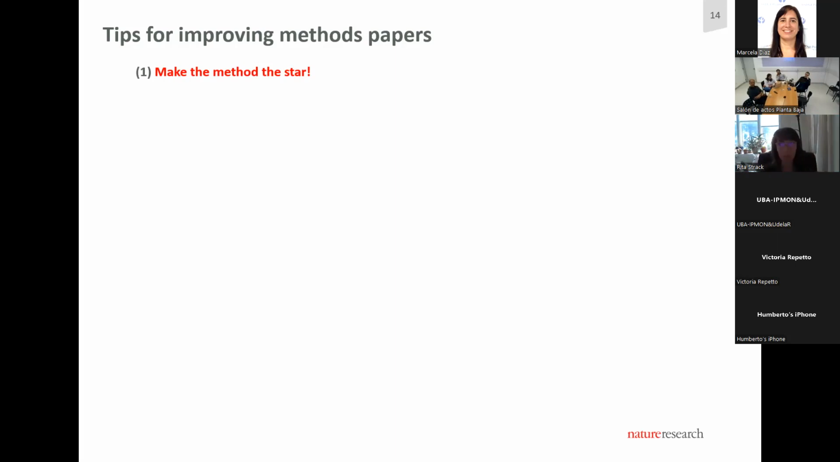So it shouldn't be buried in the methods section. It shouldn't be skipped over to go straight to the biological findings. The method is the result. So it really deserves to be center stage.